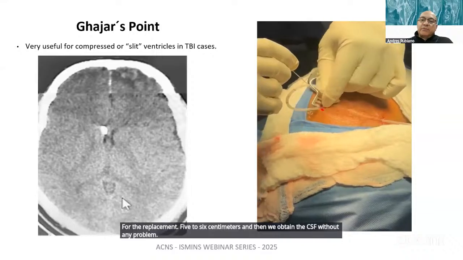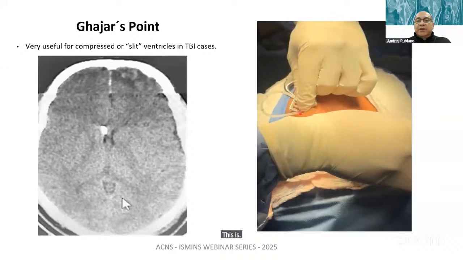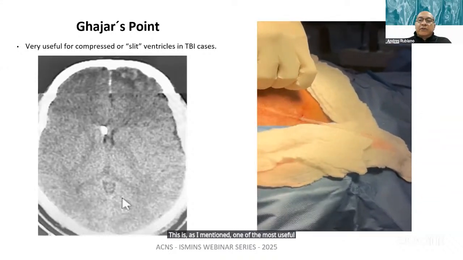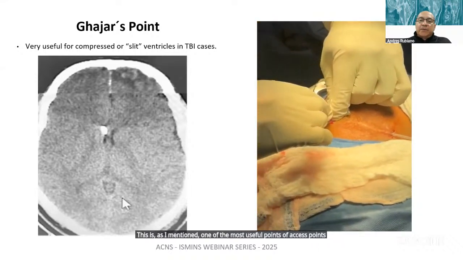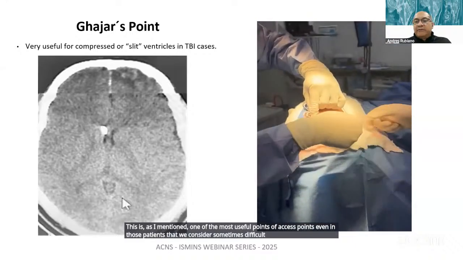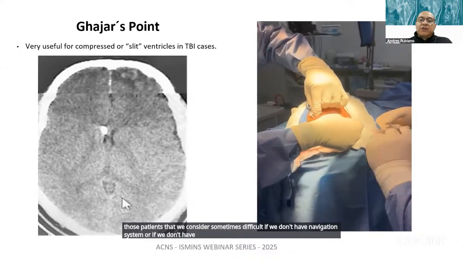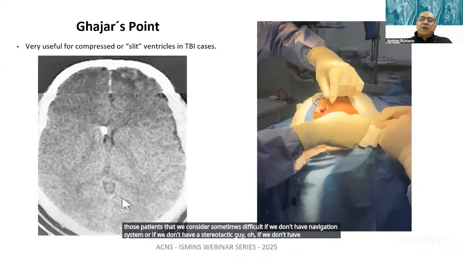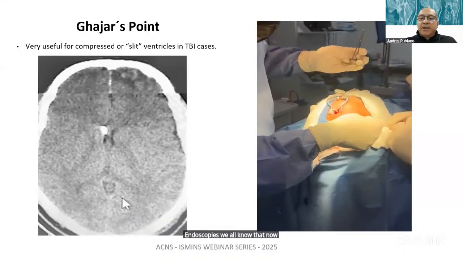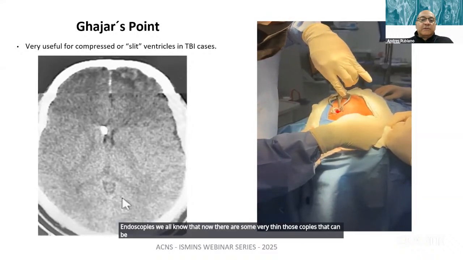So this is, as I mentioned, one of the most useful points of access, even in those patients that we sometimes consider difficult if we don't have a navigation system, or if we don't have a stereotactic guide, or if we don't have endoscopy. We all know that now there are some very thin endoscopes that can be used for ventriculostomy procedures.